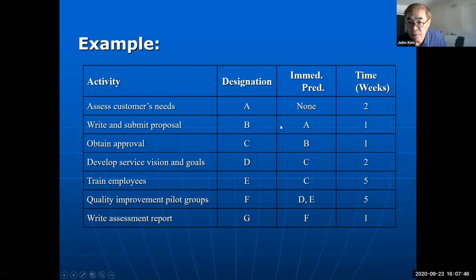After A finish, this immediate predecessor is an A. That means after A finish, then B can start. And then C has immediate predecessor B. That means after B finish, then C can start. After C, then D and E can start and so on. And then the last column, activity times. Activity A need 2 weeks to complete, B need 1 week, and so on.